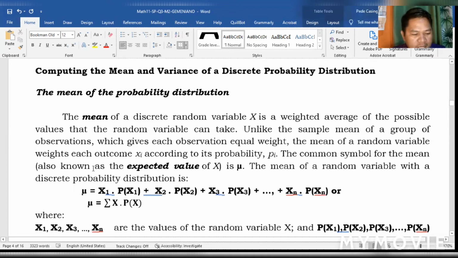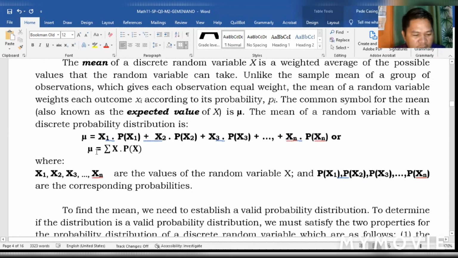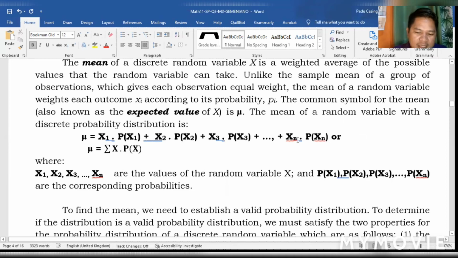The common symbol for the mean, also known as the expected value of X, is the mu symbol. The mean of a random variable with a discrete probability distribution is given by the following. We have our mean mu equal to the first value x sub 1 multiplied by the probability P of x sub 1, plus x sub 2 times P of x sub 2, plus x sub 3 times P of x sub 3, and so on until the last value x sub n times P of x sub n.